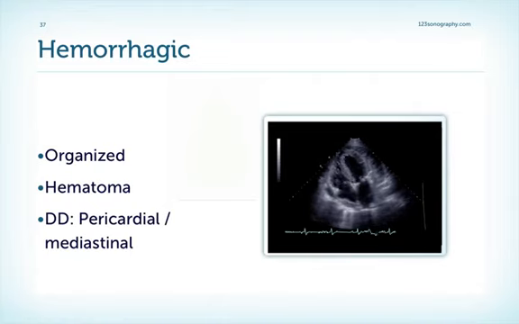If a hematoma forms, we will have a fairly echo-dense structure within the pericardial sac, and it might be quite difficult to really localize where this hematoma is. Is it truly within the pericardial sac, or is it mediastinal? In this situation, it is often very helpful to use other imaging modalities, as for example CT.